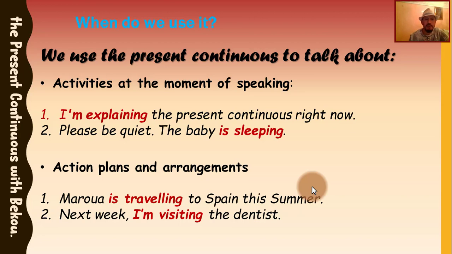For example, Marwa is traveling to Spain this summer. So it's not summer yet. We are in spring, maybe, or winter, but next summer Marwa is traveling. So it's an action plan. Number two, next week I am visiting the dentist. So it's an arrangement. You have a rendezvous with the dentist, so it's a fixed date. So you say next week or tomorrow or next month I am visiting the dentist. Okay, so far so good.